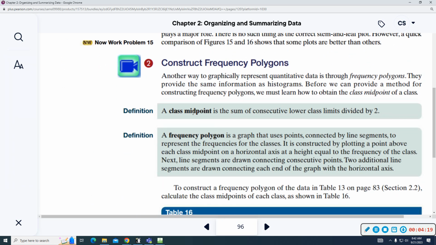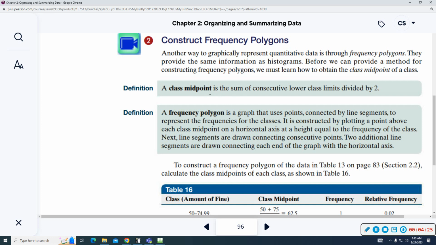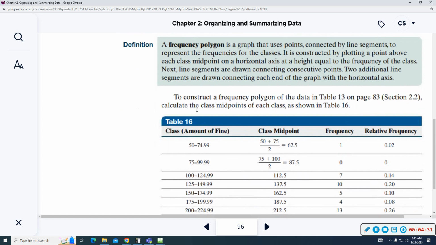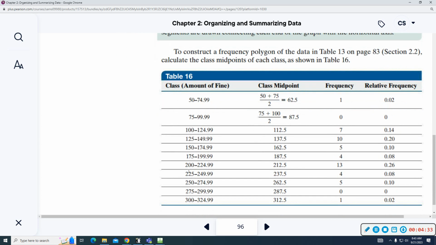We'll be asked to find the midpoint. The midpoints are going to be used to do frequency polygons. In order to find the midpoint, we're going to find the sum of 2 consecutive lower class limits and divide it by 2. So here we have a table, some data, some lower class limits, upper class limits. They add 50 in the next lower limit, divide by 2, and that gives you the midpoint.